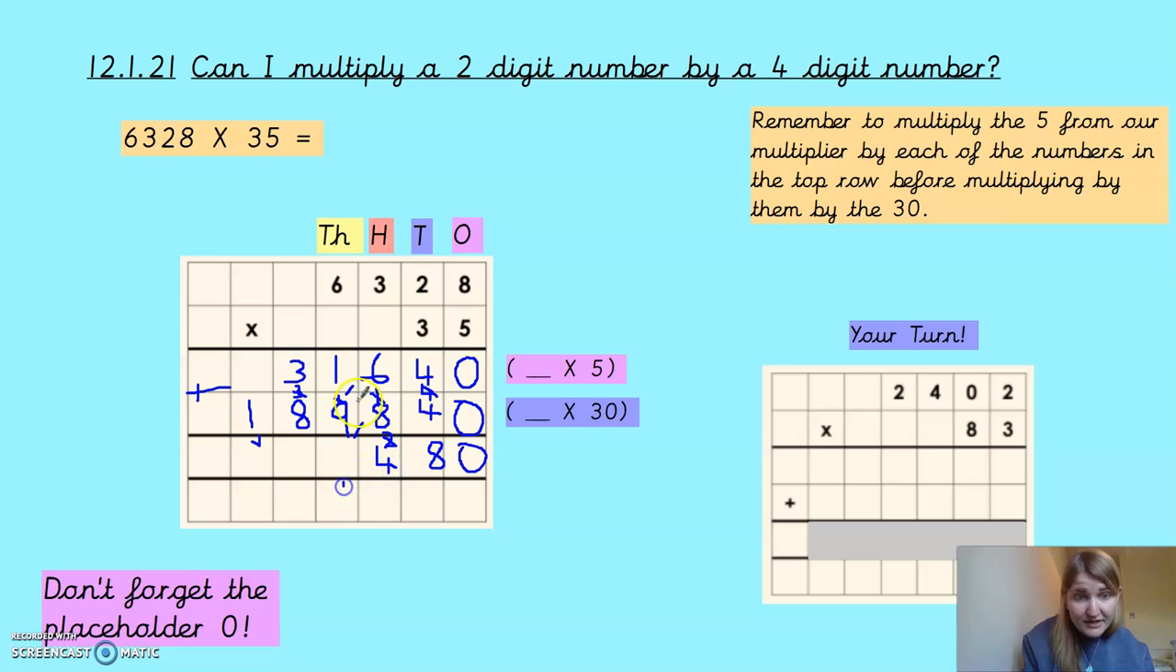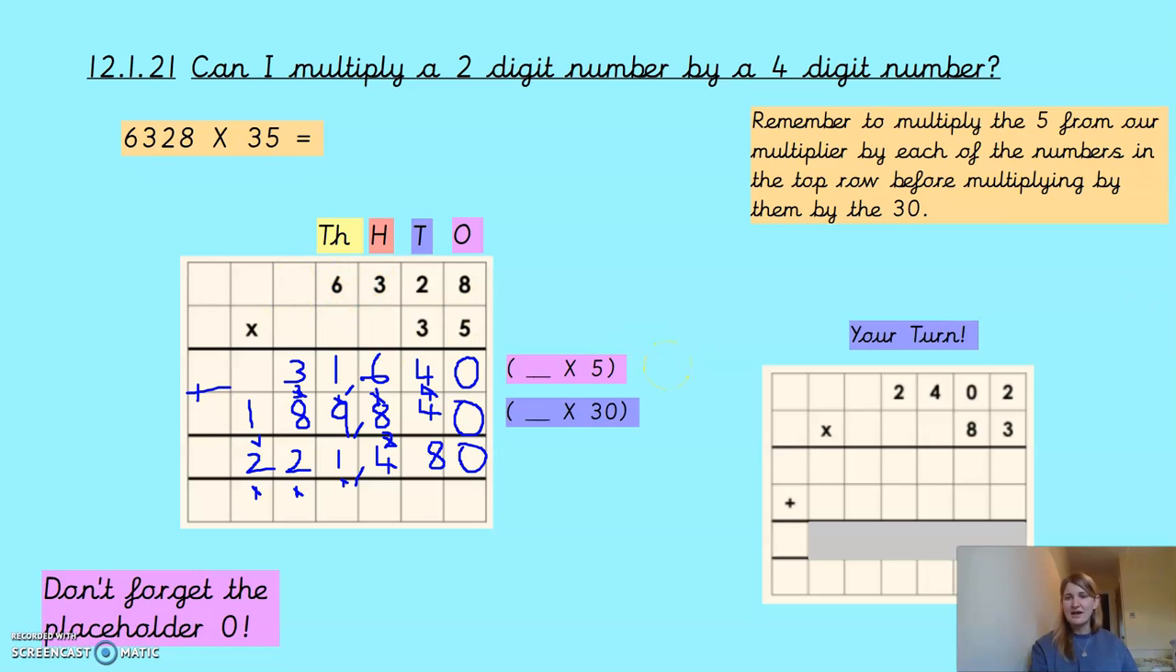Carry my 1. 1 add 9 is 10, plus the 1 is 11. Again, I've got 1 to carry. 8 add 3 is 11, plus the 1 is going to be 12. And then 1 plus the 1 here is 2. So the answer should be 221,480. Bigger numbers, some bigger multiplications, but essentially the only difference between today and yesterday is we've got a thousands column to multiply as well.